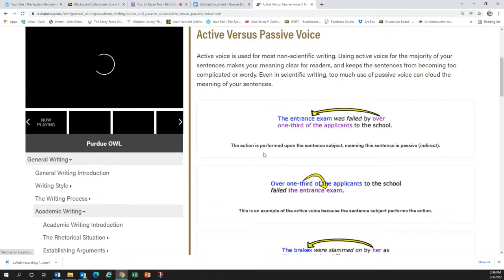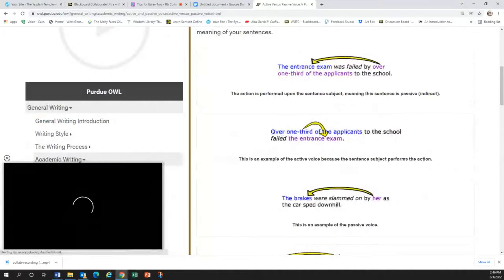So passive voice is basically, I'll explain it to you. Active voice is where the subject performs the action; passive voice is where the action is performed upon the subject. In this one, it says the entrance exam was failed by over 1/3 of the applicants to the school. The active way to say that would be over 1/3 of the applicants to the school failed the entrance exam. Now you see, we eliminated some of the words and we made it to where the subject itself is what's performing the action. That is, 1/3 of the applicants are failing. They are performing the action. So it's much more clear.